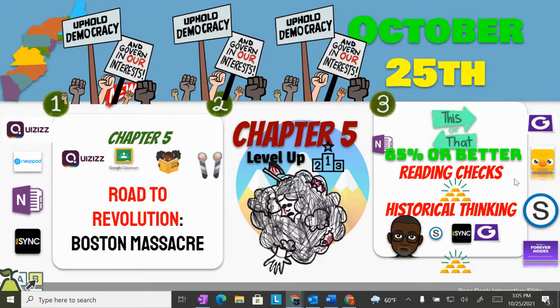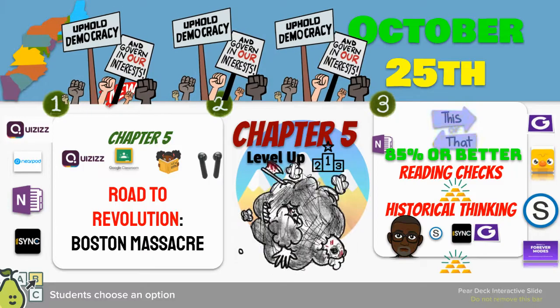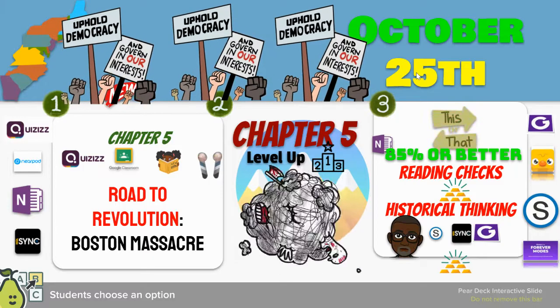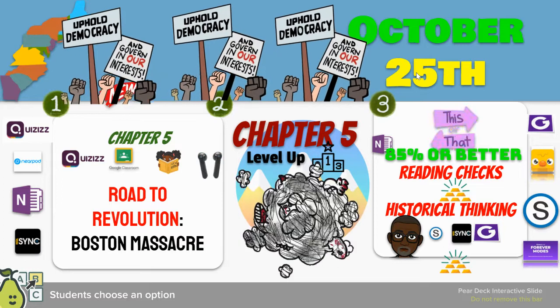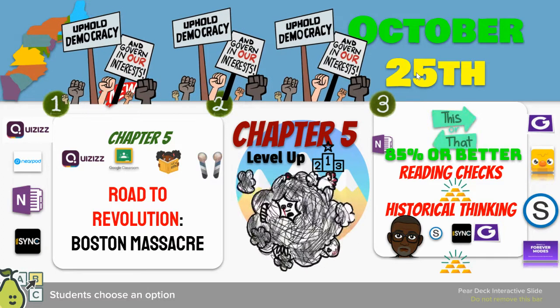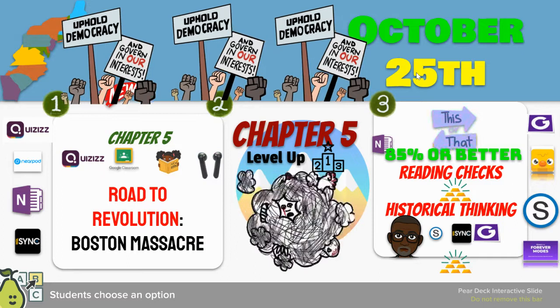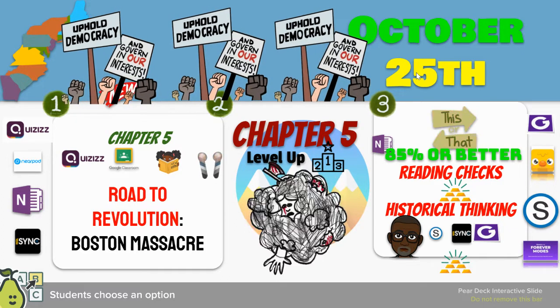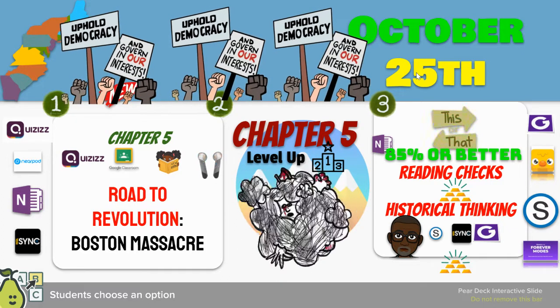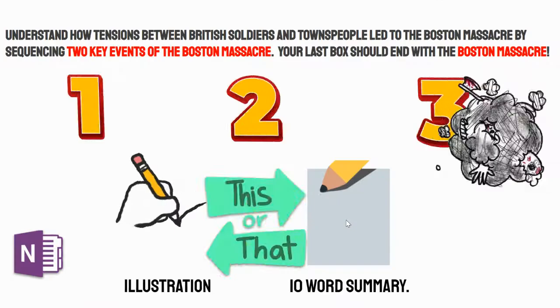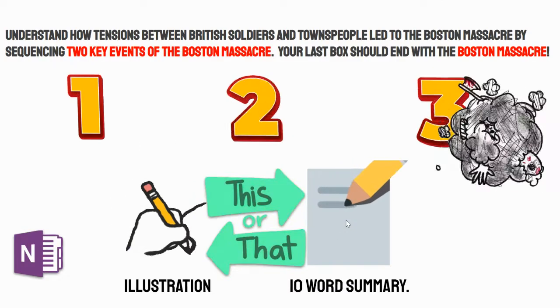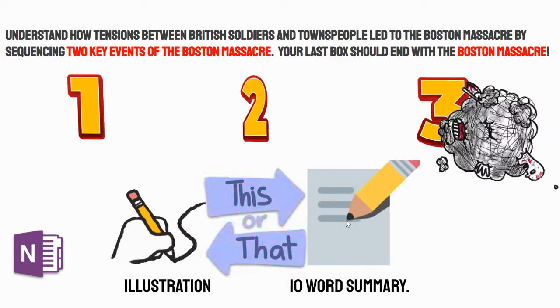Here's what we did today. We talked about the Boston Massacre. At this point, we see that the British and their acts of parliament are starting to frustrate the colonists, and they start to push back and protest. So that's what you'll be looking at on your next thinking map or assignment.